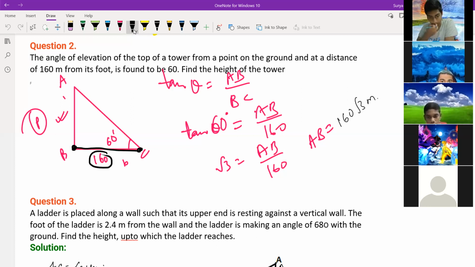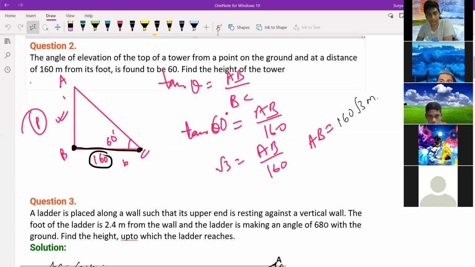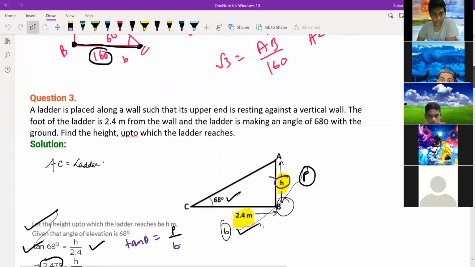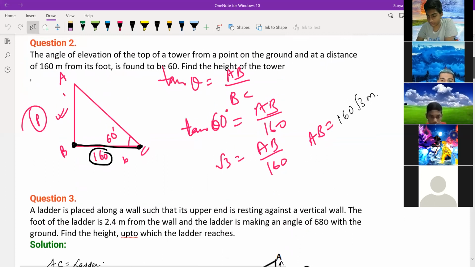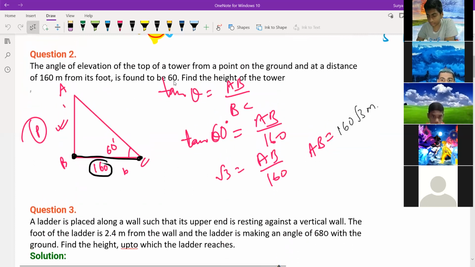Which ratio are you getting for 68: tan, sine, or cos? I think you may get tan only, right? You can take 2.475. Tan 68 is equal to 2.475.